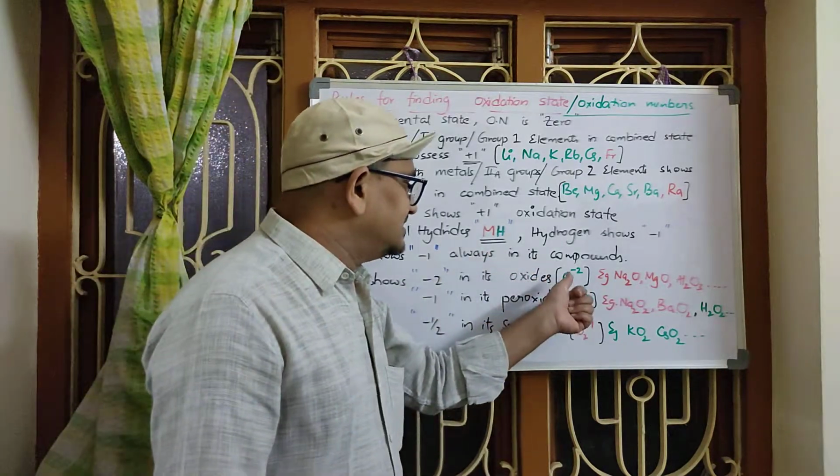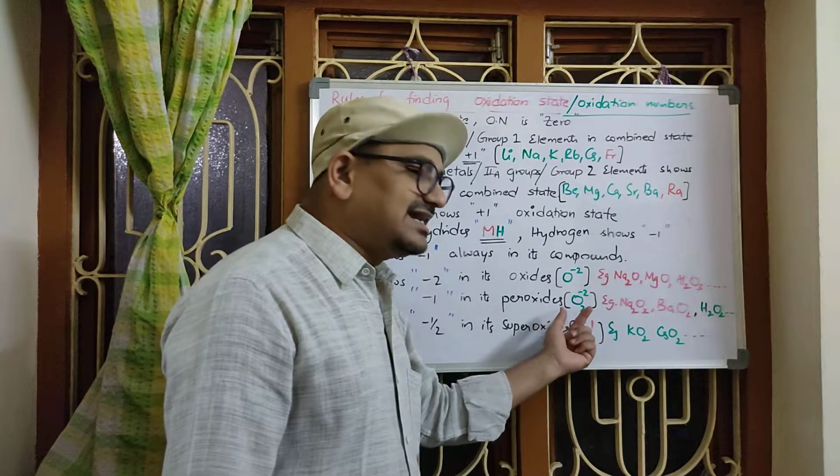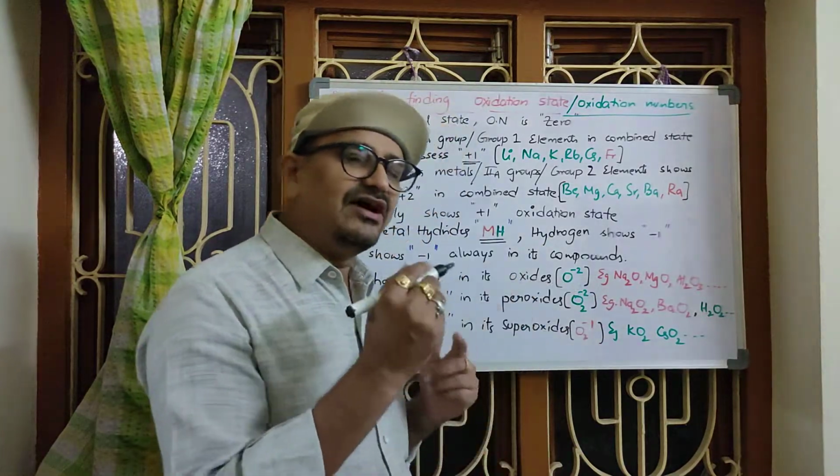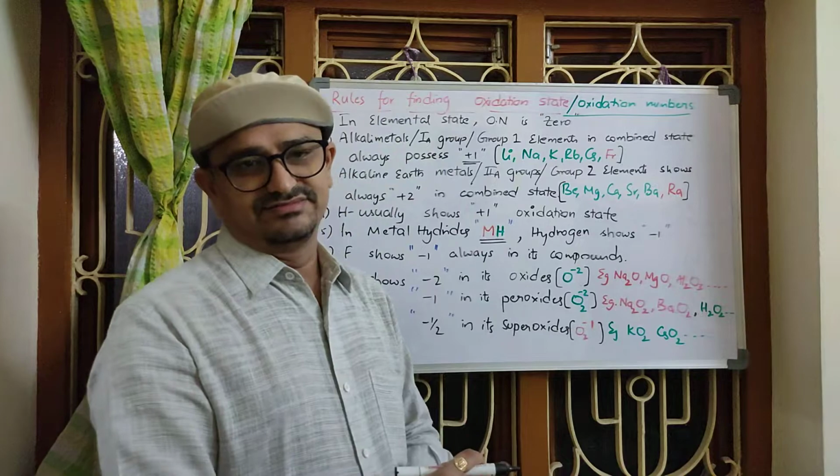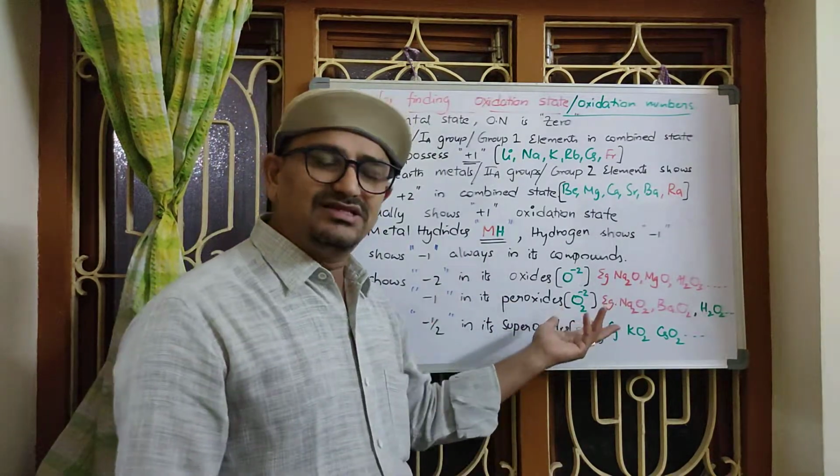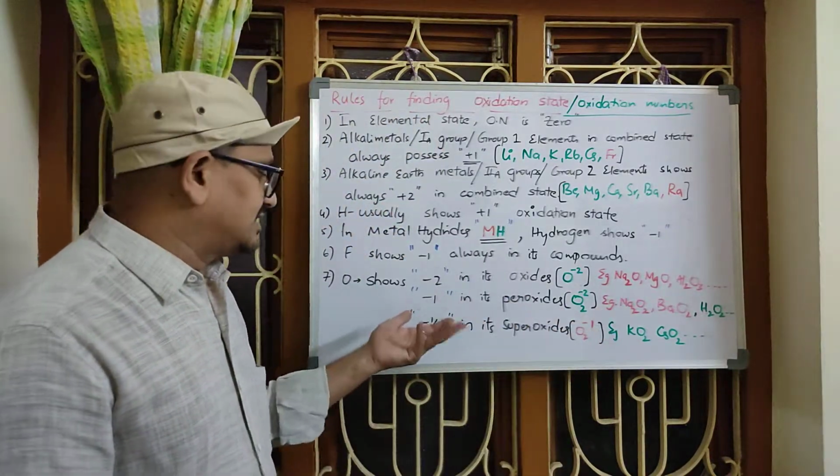In monoxide, each oxygen is -2. In peroxide, each oxygen is -1. We have to assign -1 for each oxygen. Understood? We are going to solve all these cases in a few examples.